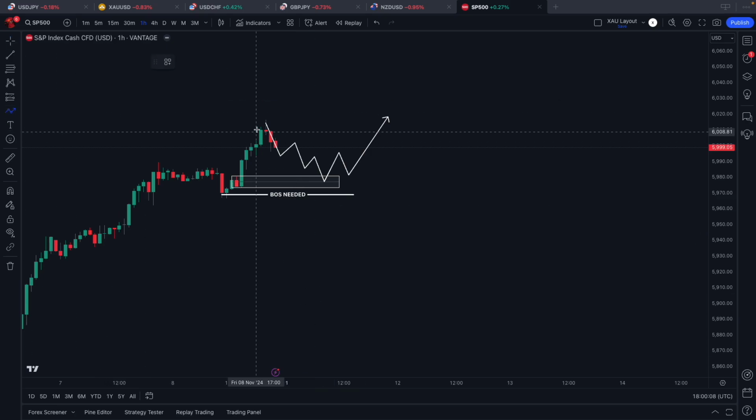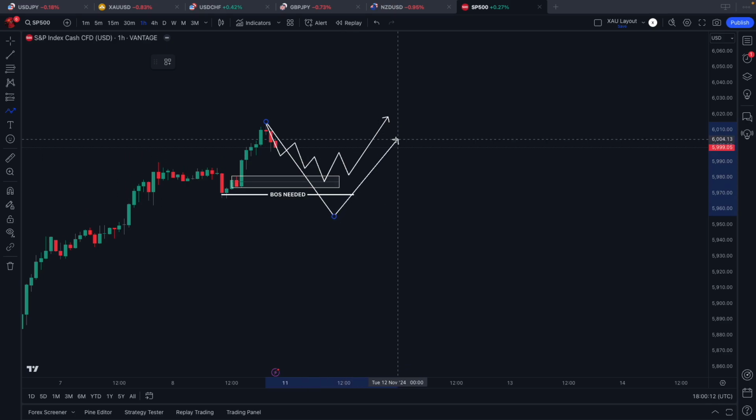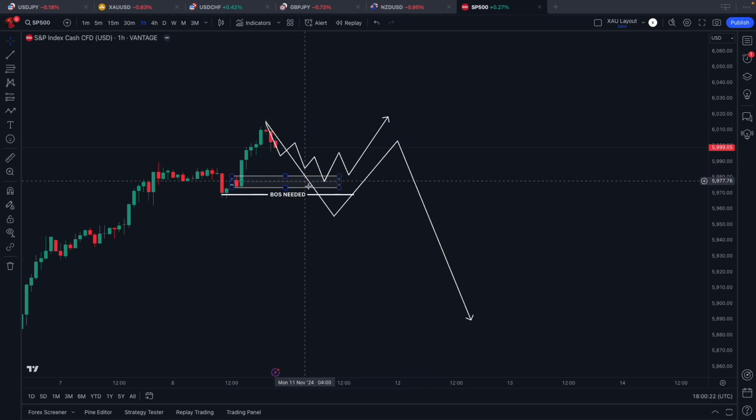So the alternative is price breaks the structure to the downside, it pulls back to set a lower high, and then it begins to trade us lower. We would get involved at this point. All we need to do is find an area of supply within the impulsive wave that broke the structure, which would be this one here. And that's when we look to take part in the market.